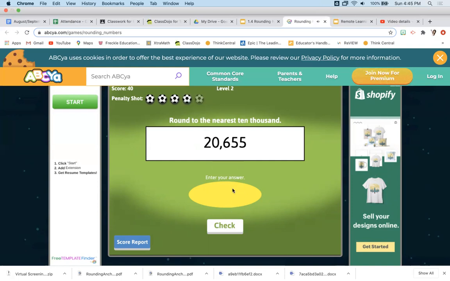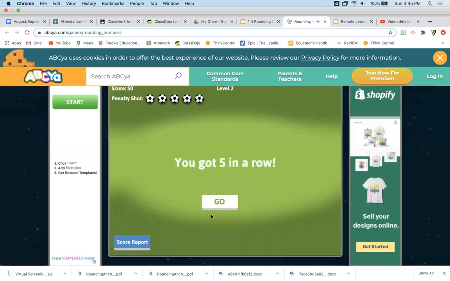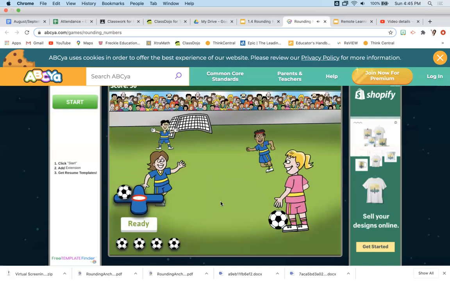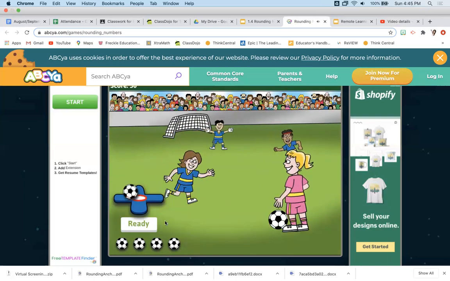All right, last one. 20,655, round to the nearest 10,000. So the 10,000s place is the 2. The 0 is 4 and below, so we're going to let it go, and we're going to let 2 stay the same. And everything after becomes a 0. Oops, one too many zeros, I think. Yep, there we go. All right, so once you get 5 correct in a row, you get to play a little soccer game.